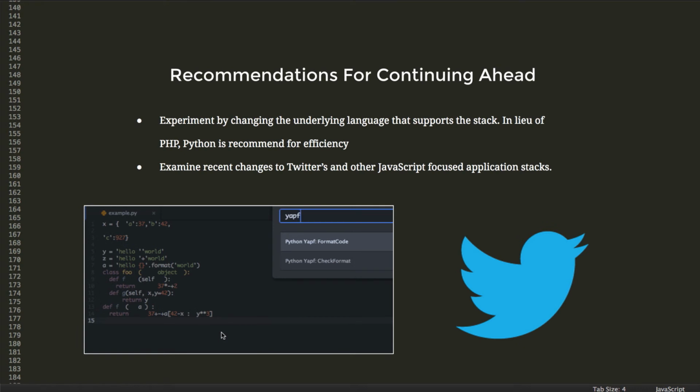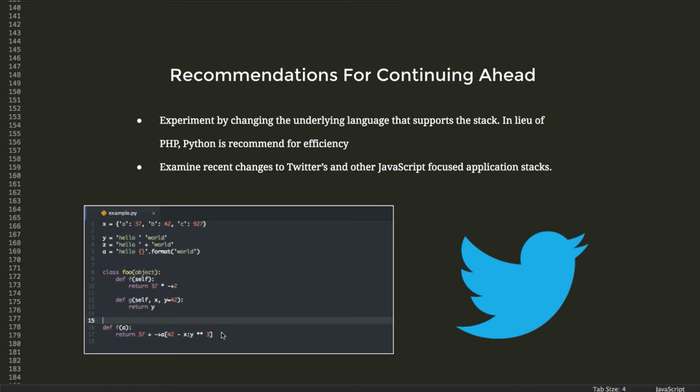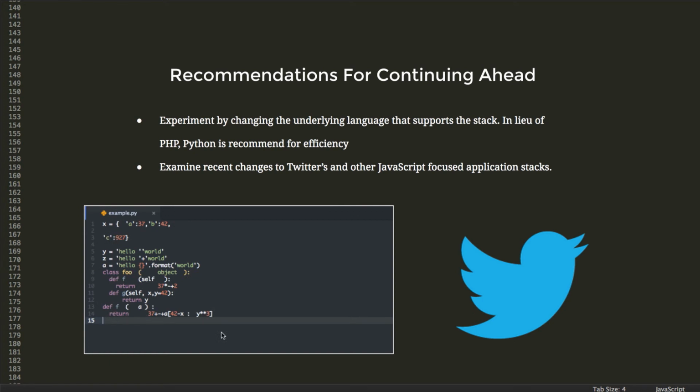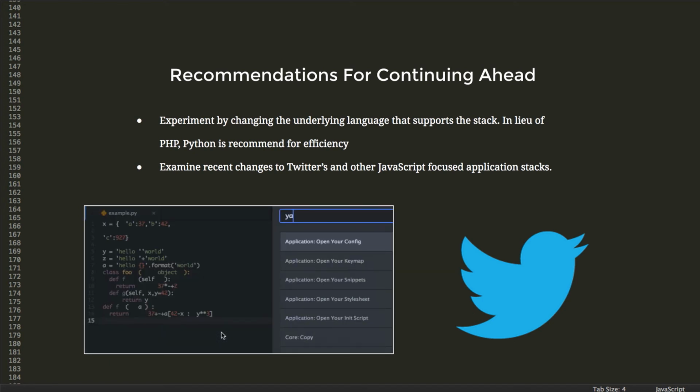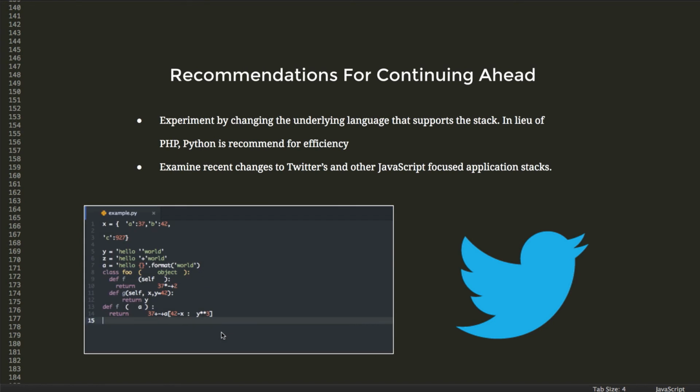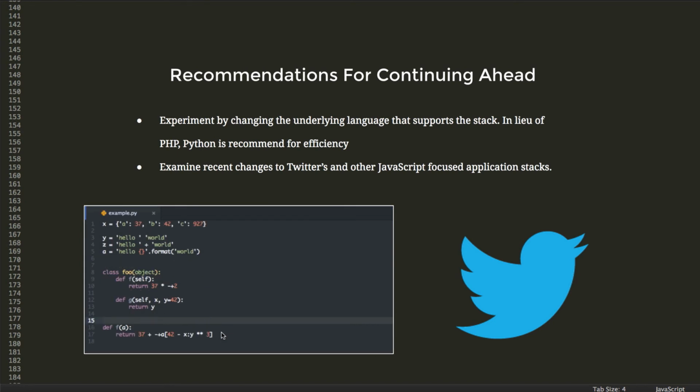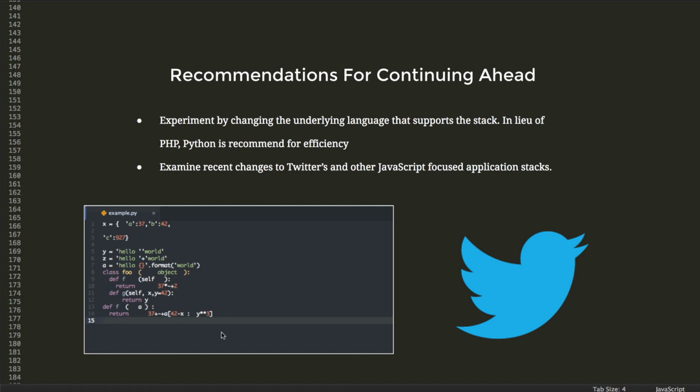Ultimately, what I advise for people looking into this solution is to take out PHP and try Python instead. A lot of people swear by Python, and it's actually a very nice language. But I would also urge people to examine a little bit further into the failures of full stack JavaScript solutions and look into Twitter and why they decided to pull out of using full stack JavaScript solutions.